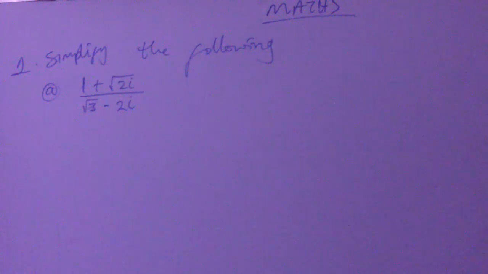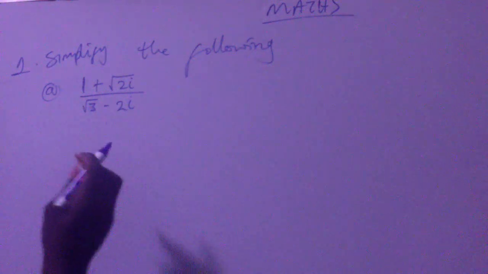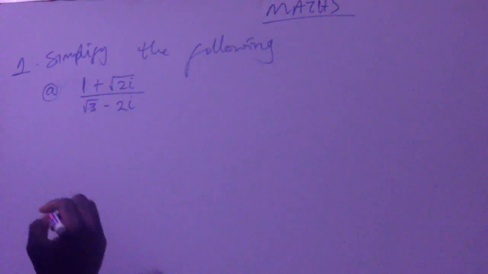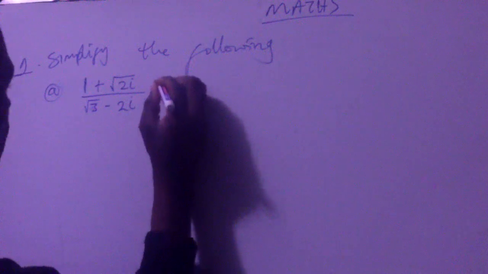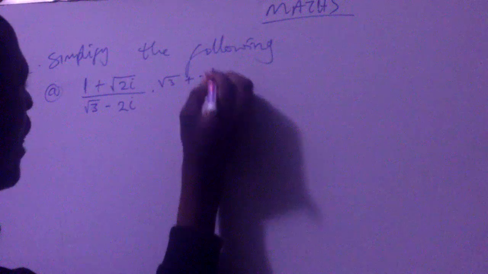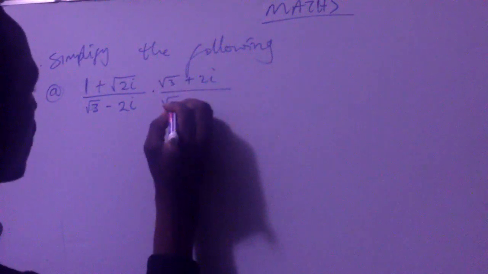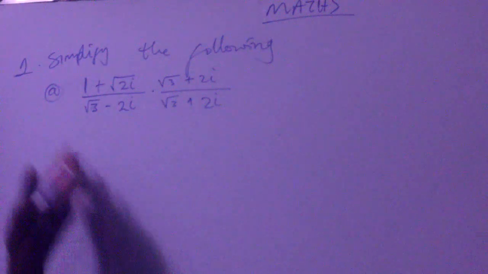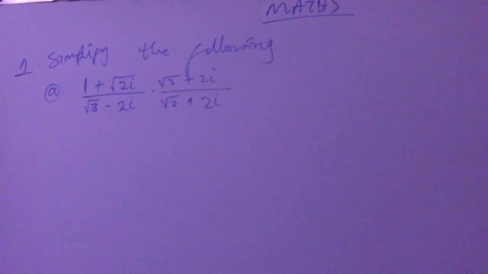Now, it is very important, first of all, to find the conjugate of what we have on the board. In this case, when we want to find the conjugate, we just look at the denominator, then we change the sign which is here. So this will be root 3 plus, instead of minus, 2i over root 3 plus 2i. Then from there, we are going to expand what we are given.